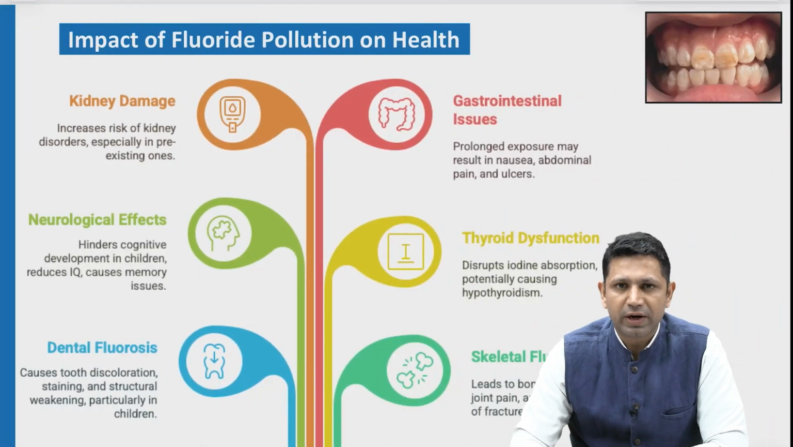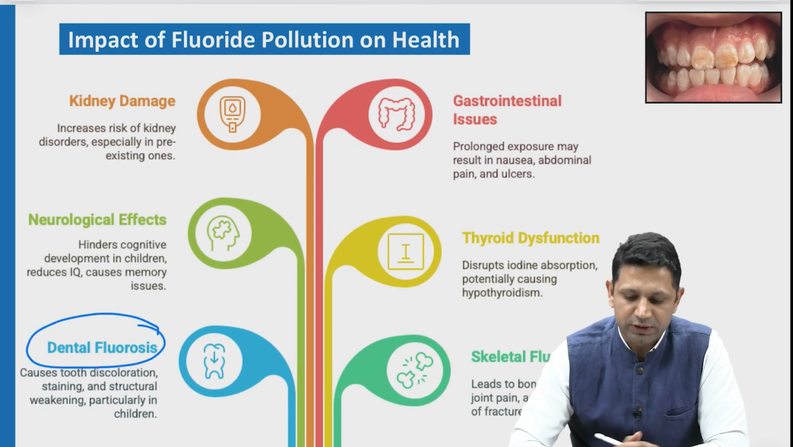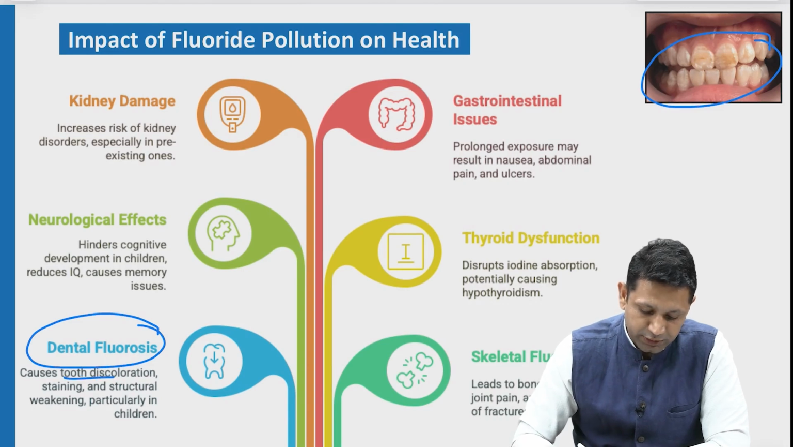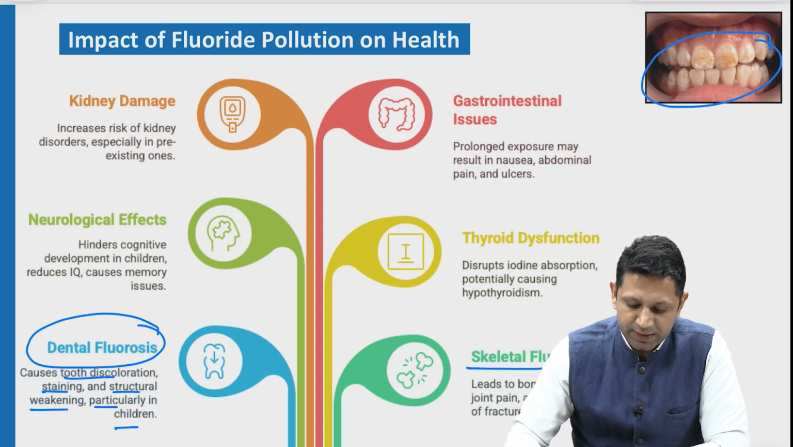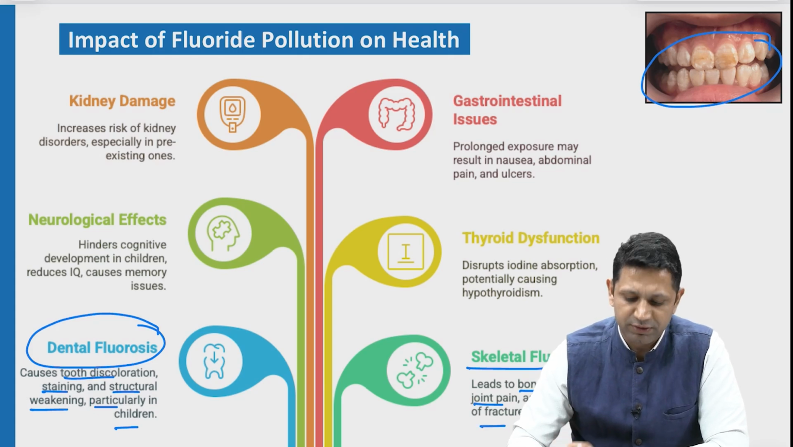Now, how does fluoride affect our body? The first and foremost effect that you find is in the form of dental fluorosis, that is shown in the picture also. It causes tooth discoloration, staining and structural weakening, particularly in children. Second is skeletal fluorosis. It leads to bone deformities, joint pains and higher risk of fractures, and in the elderly it is very much visible.